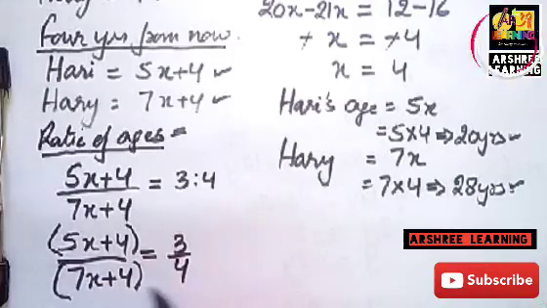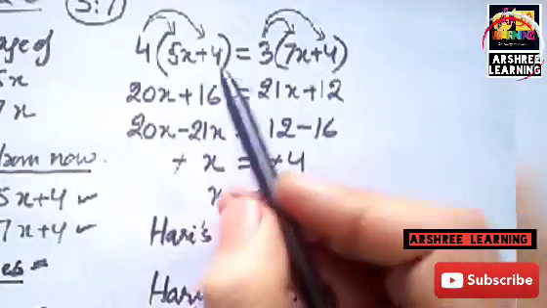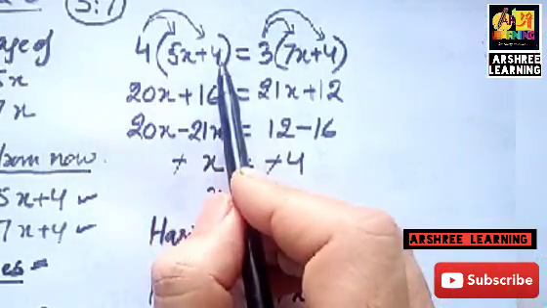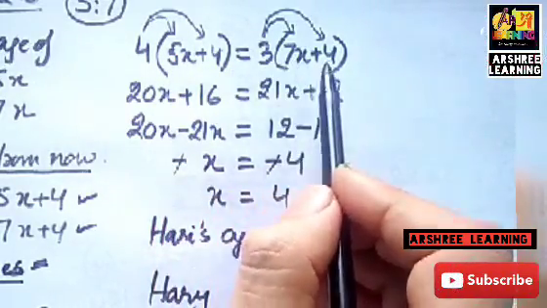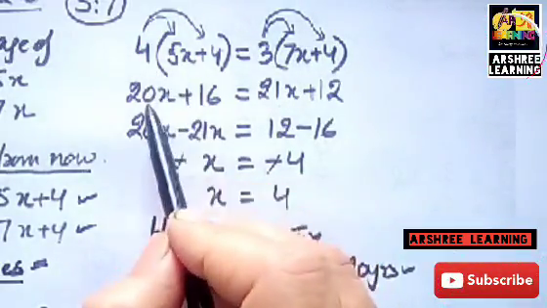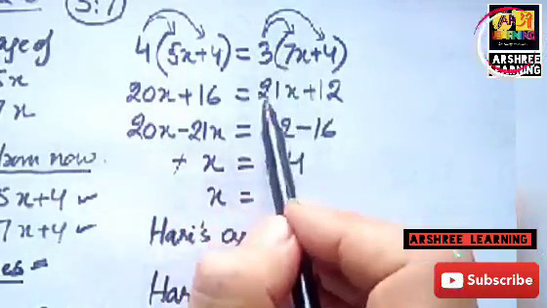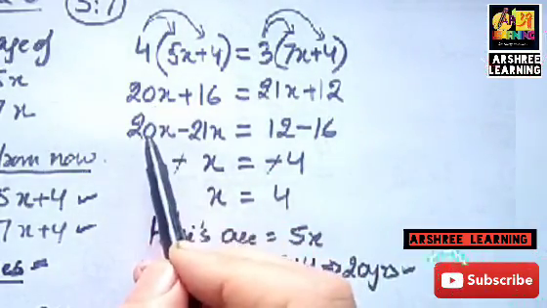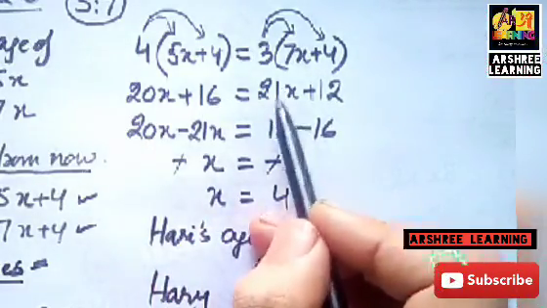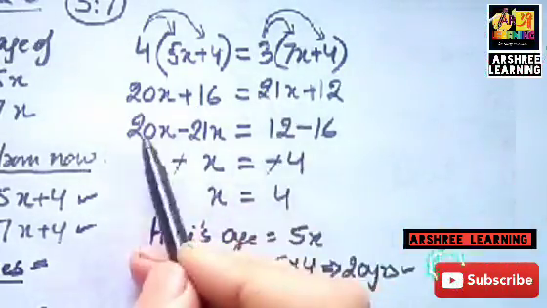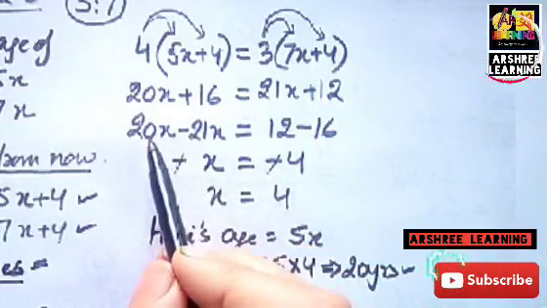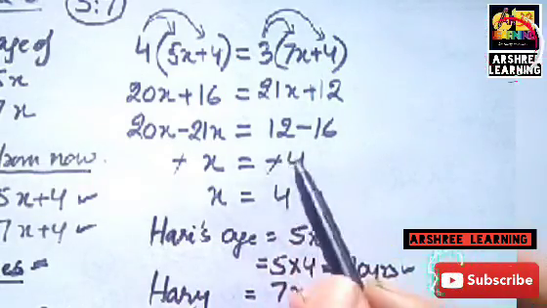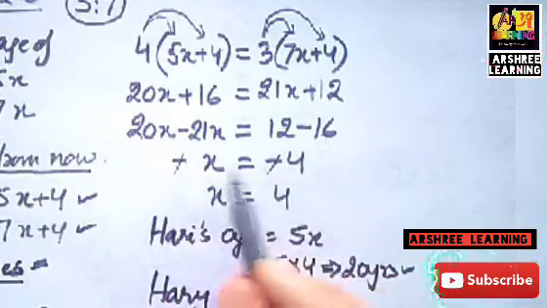Now this becomes our equation which we have to simplify. When you simplify, you will cross multiply it. So 4 into 5x plus 4 and 3 into 7x plus 4. Multiply 4 into 5 is 20, 4 into 4 is 16, 3 into 7 is 21 and 3 into 4 is 12, and then transfer the terms. X terms you bring on the left side and numbers you bring on the right side. So 21 comes here and 16 comes here. When you change the side, you change the sign. So 20x minus 21x is equal to minus x, and 12 minus 16 becomes minus 4. Answer is x is equal to 4. Both the minus signs cancel.